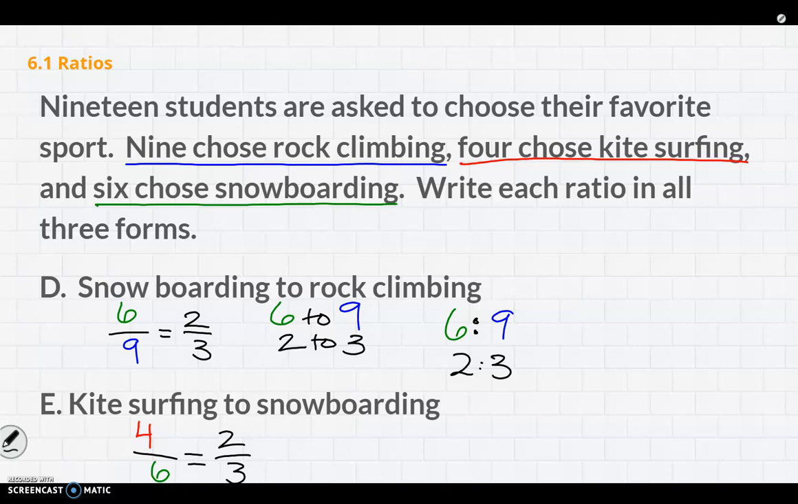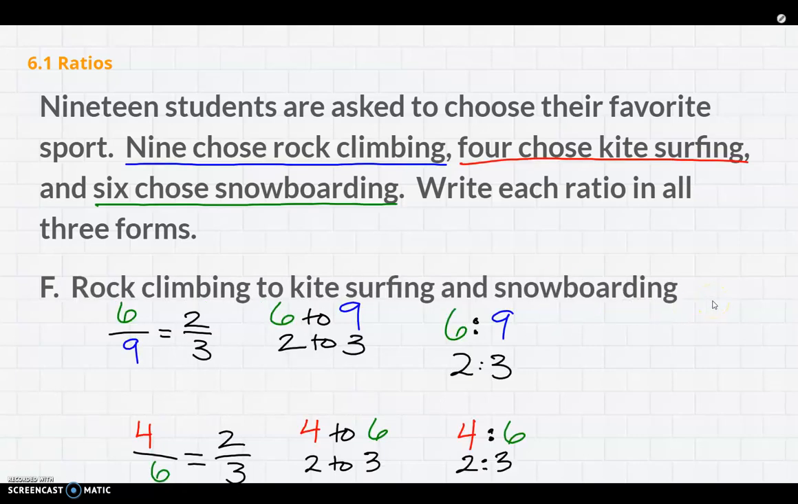Again, write your ratios in all 3 forms. So I go 4 to 6, or again, that is 2 to 3. Or I can go 4 colon 6. Okay, again, that is 2 to 3. All right, very good.